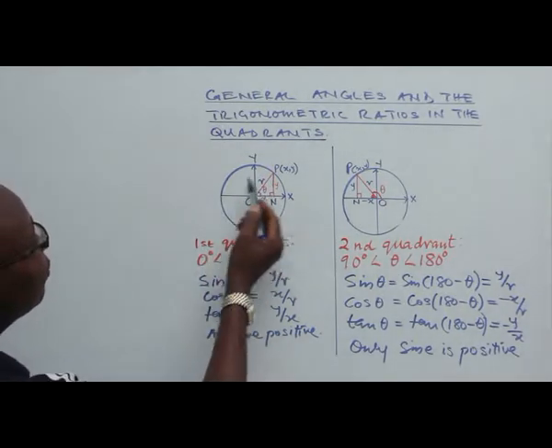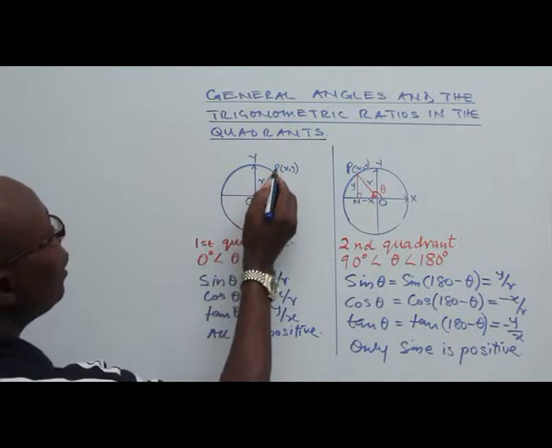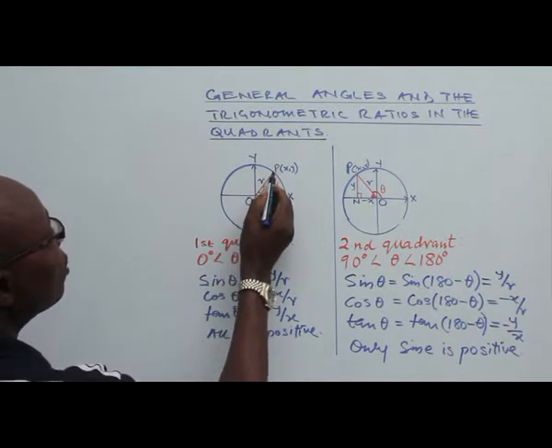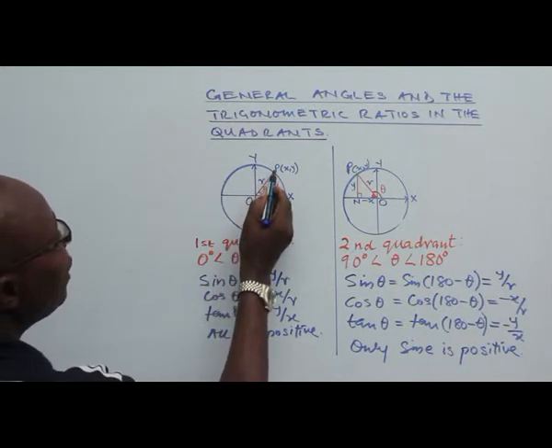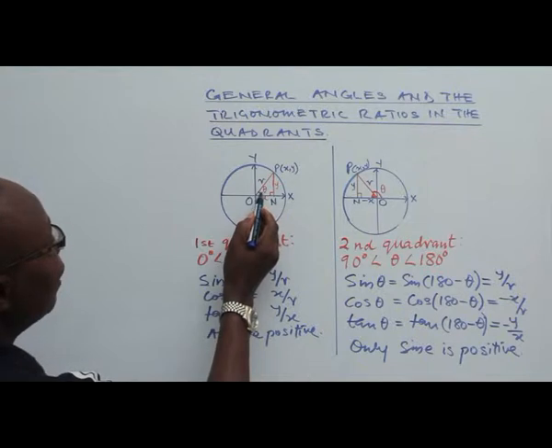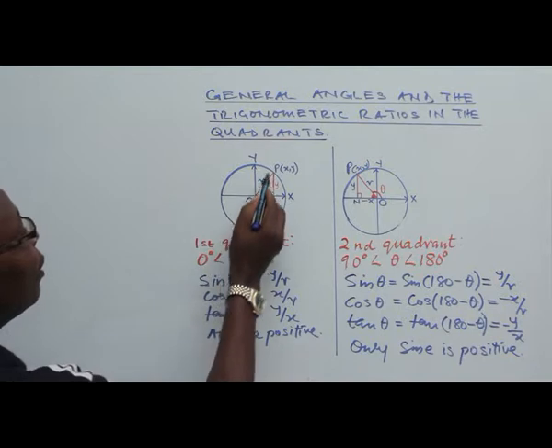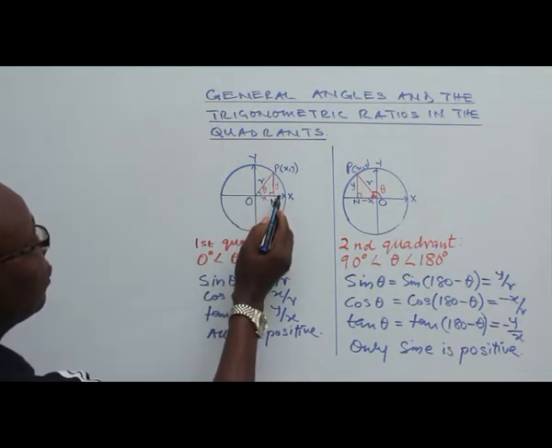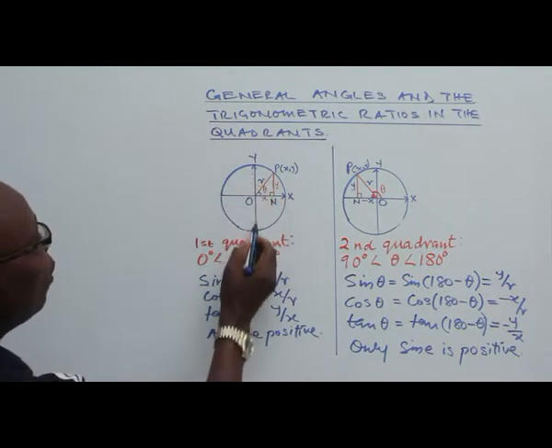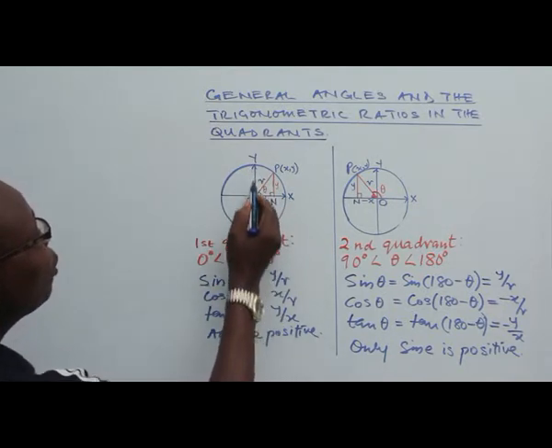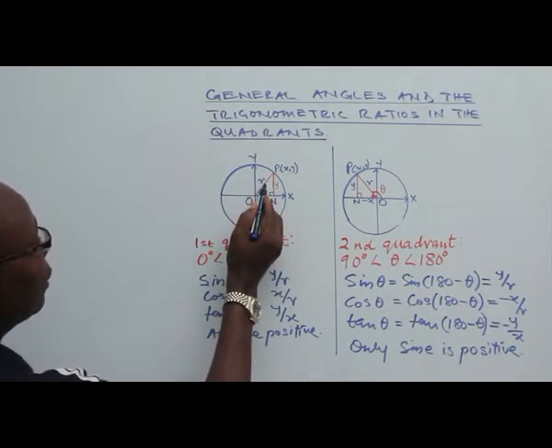Here is the circle, and then we have the line OP, which is the radius of this circle. The line OP is making an inclination of theta with the x-axis, the horizontal. The point P is a variable point, and this is in the first quadrant. The circle has been divided into 4 equal parts. The first part here is the first quadrant.